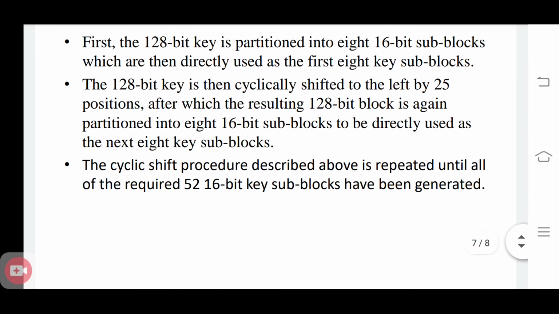So these are all about IDEA, its round transformation and the key scheduling algorithm. Okay, thank you.